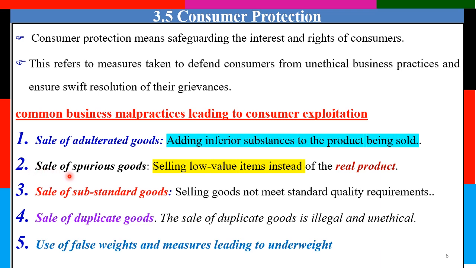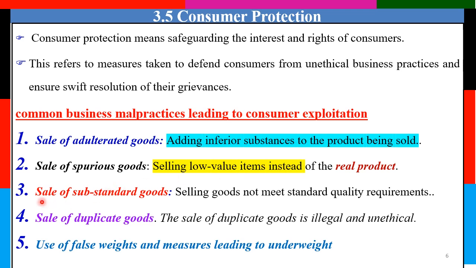The second, sale of superior goods, means selling low value items instead of the real product. Rather than producing and selling the real product, some business groups or organizations may be selling low value items to the customers. This is also a misconduct practiced by business persons.